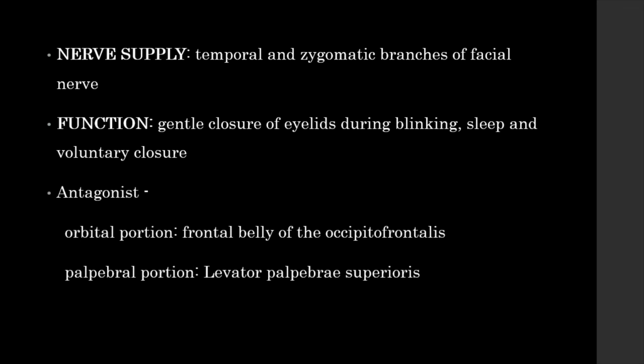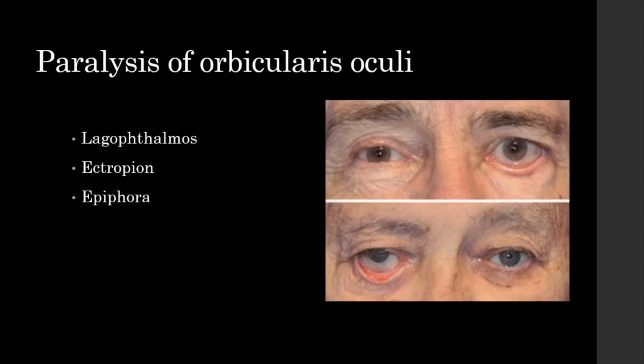And the antagonist of the orbital portion is the frontal belly of occipitofrontalis, and that of the palpebral portion is levator palpebrae superioris. So paralysis of orbicularis oculi muscle can lead on to lagophthalmos, ectropion, and epiphora can occur.